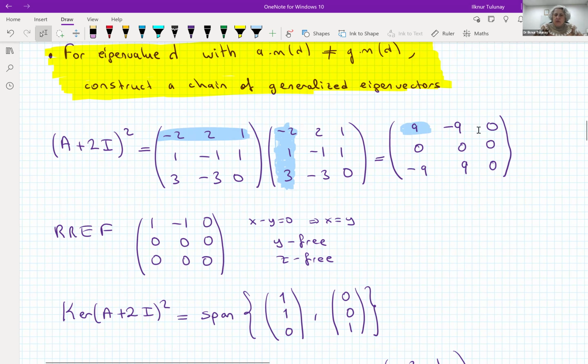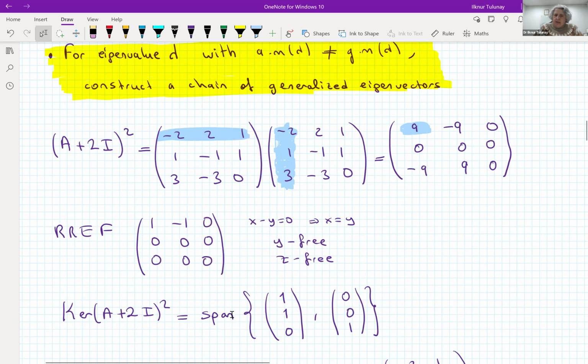The reduced row echelon form of this one is very easy. Just add these two rows, then you will have 0, 0. Divide this one by 9, then you will have -1 and 0 everywhere else. So you have no leading coefficient for y and none for z, which means y is free and z is free. From the first row, x minus y is equal to 0, so x is equal to y. So you have two eigenvectors corresponding to this generalized eigenspace.